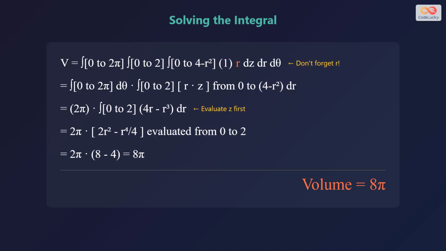Now we calculate the volume. We set up the integral with theta from 0 to 2 pi, r from 0 to 2, and z from 0 to 4 minus r squared. Don't forget the r in the integrand. Integrating r with respect to z gives us rz. Evaluating the bounds and simplifying leads us to the final answer of 8 pi.